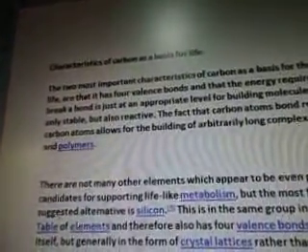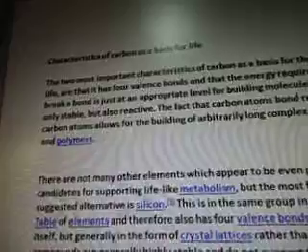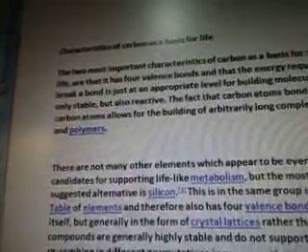So, got quite a bit here. Characteristics of carbon as a basis for life. The 2 most important characteristics of carbon as a basis for the chemistry of life are that it has 4 valence bonds, and that the energy required to make or break a bond is just at an appropriate level for building molecules, which are not only stable but also reactive. The fact that the carbon atoms bond readily to other carbon atoms allows for the building of arbitrarily long complex molecules and polymers.